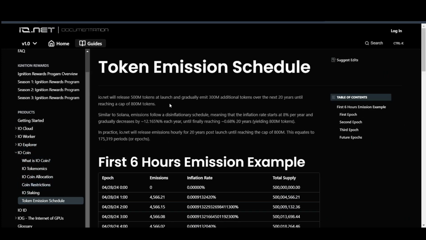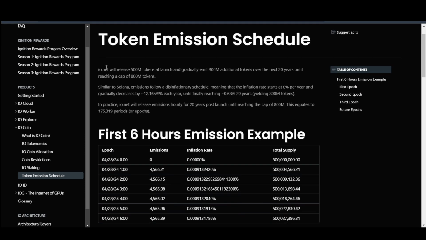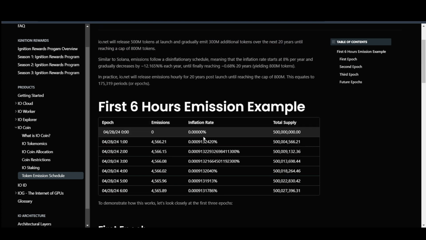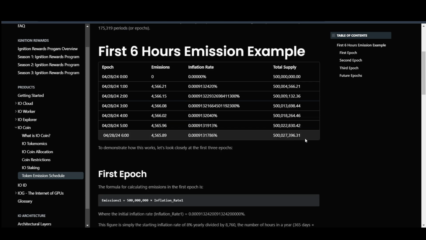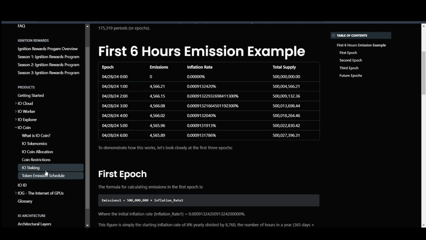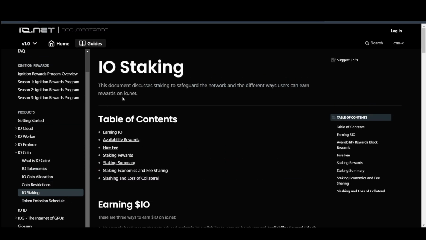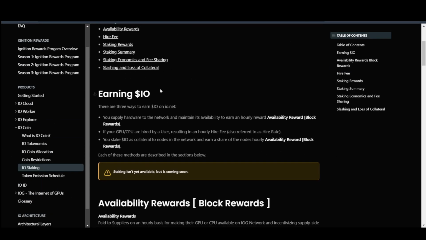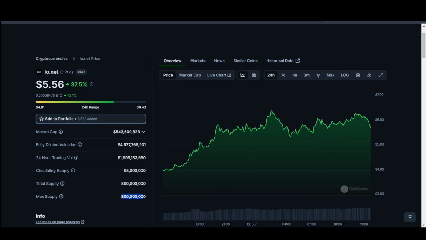As for the emissions of the coin itself, as you can see here, IO.NET will release 500 million tokens at launch and gradually emit 300 million tokens additionally over 20 years. Basically these are for the stakers. If you are a holder of IO coin, you can stake and earn, and that's pretty good, I think. To sum this video up, I think this coin should be pretty good to hold for 1 year, and after that we'll most likely see a lot of sell pressure.